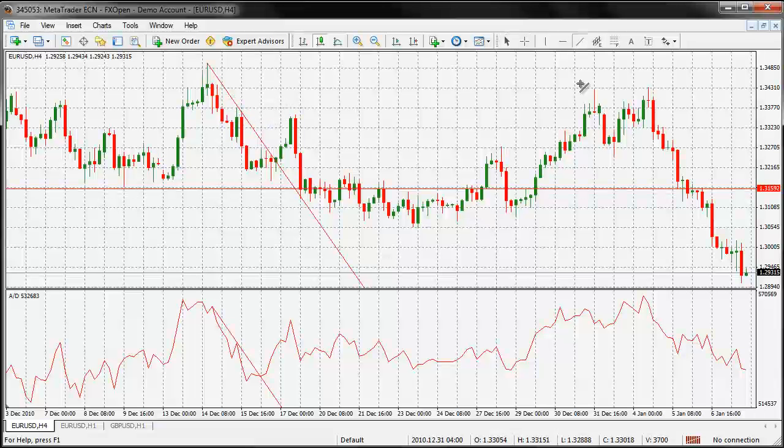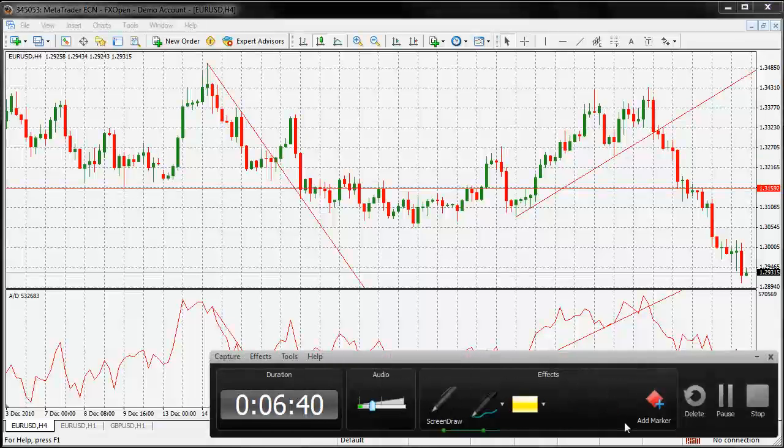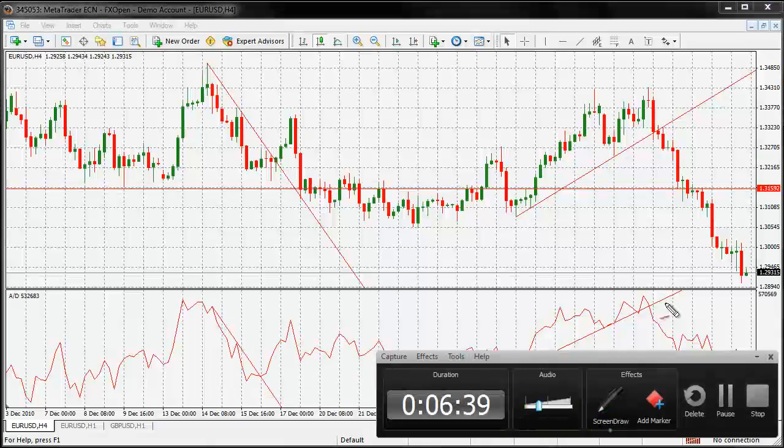Let's show you another one. Let's show you a short signal. We're going to take it from the low to the next low and then just let the line go off, and you can see a breakout right there. So let's take our line from a low to the next low, and let's get my screen draw pen out so I can show you some areas.